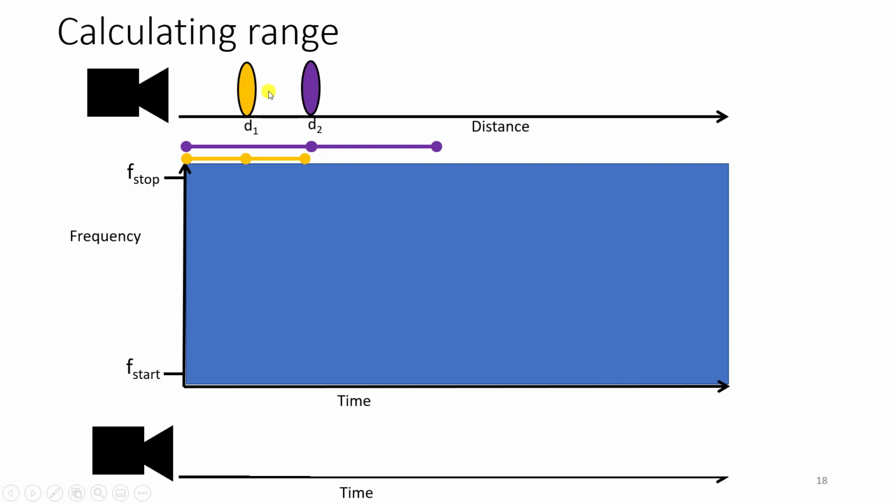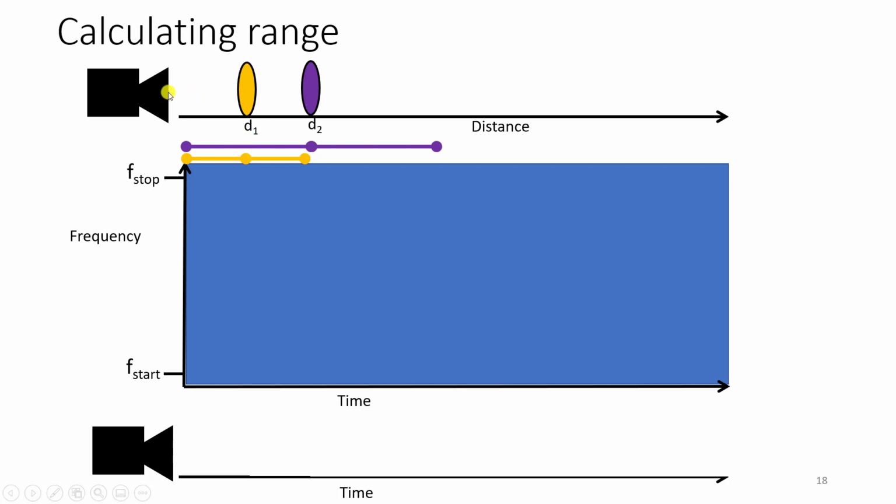But the waveform will travel through, and then when it interacts with this object, we'll get another return from the waveform, and we'll use those received waveforms to be able to measure the distance to these objects. So let's look at how that's done.